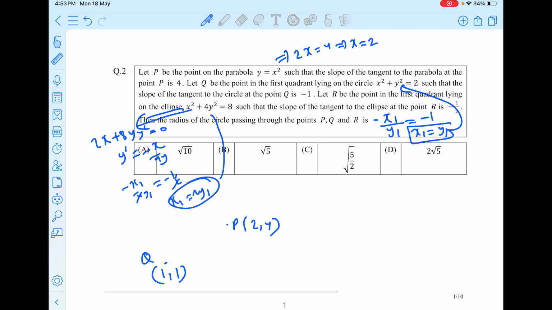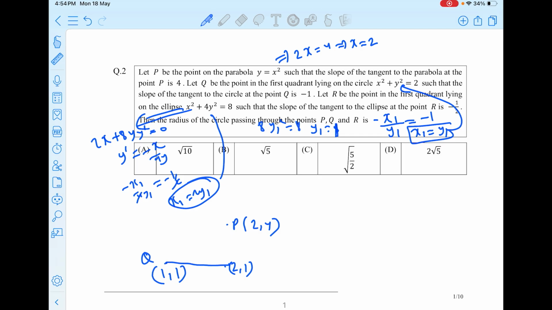If you substitute here, x1 is 2 y1, so it will be 8 y1 square is equal to 8. So y1 is 1. So x1 is 2. So 2 comma 1. Now they are asking the radius of the circle passing through PQ.